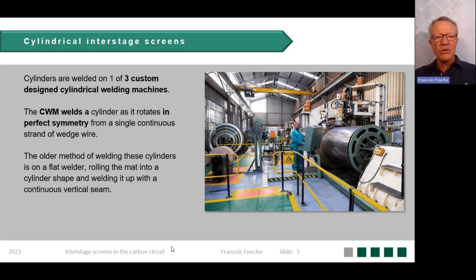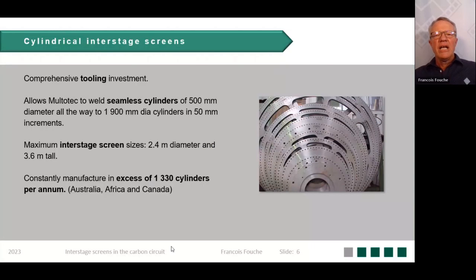The older method of fabrication involved welding these on flat welders. And this was then followed by rolling these mats into cylinder shapes and welding it up with a continuous vertical seam. The benefit of cylindrical welding is obvious. It promises perfect symmetry with no welding joints.